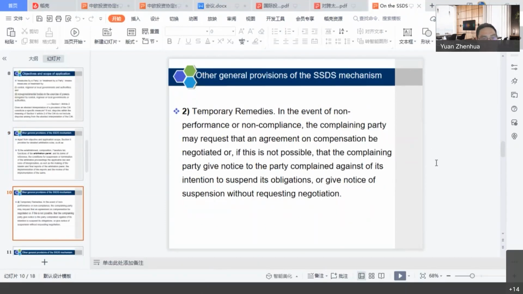So, or give notice of suspension without requesting negotiation. And of course, the CAI also creatively introduces mediation procedures. So it's brand new, a brand new mechanism, at least unlike previous BITs and other free trade agreements.